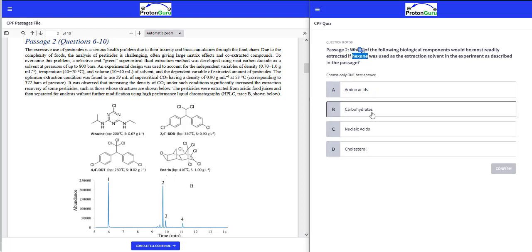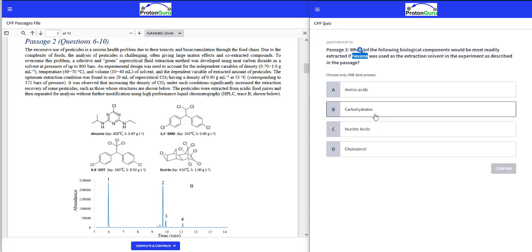How about carbohydrates? Well, we don't need to know a specific carbohydrate to know that carbohydrates have tons of OH groups on them, generally, a bunch of OH groups. That's really polar. Probably a really good hydrogen bonding solvent.